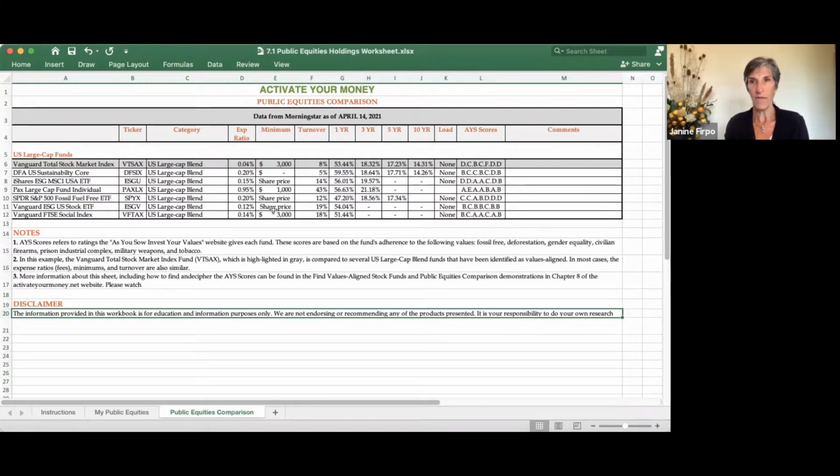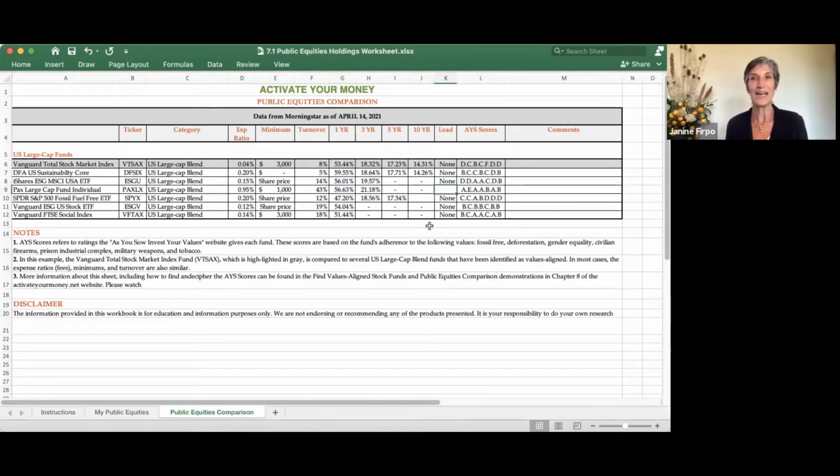I was also looking for funds that had low minimums. This Vanguard has a $3,000 minimum. Only one other fund comes to that level. I was looking for funds that had relatively low turnovers. Again, the PAX Large Cap is an outlier here. And then I looked up their 1, 3, 5, and 10-year trailing performance results on Morningstar, and I looked for funds that had no loads. This one doesn't have a load. That should say none there. And then I went into As You Sow, and I looked up their AYS scores.